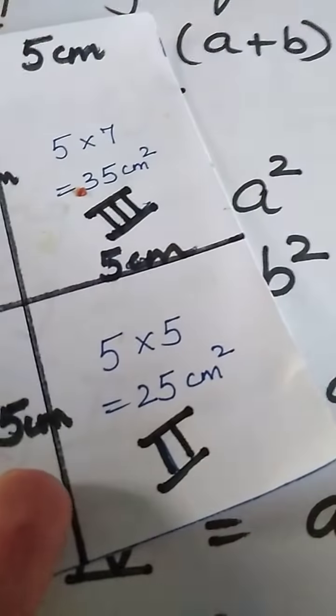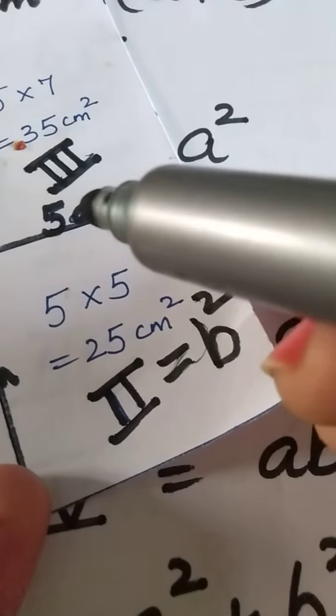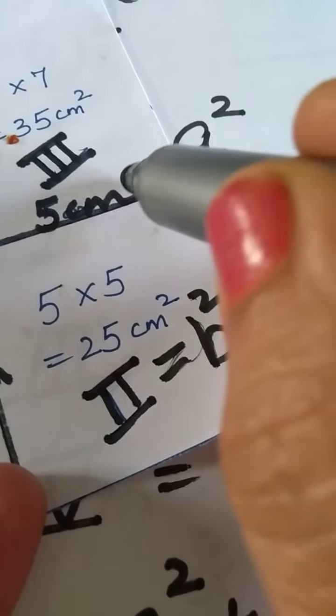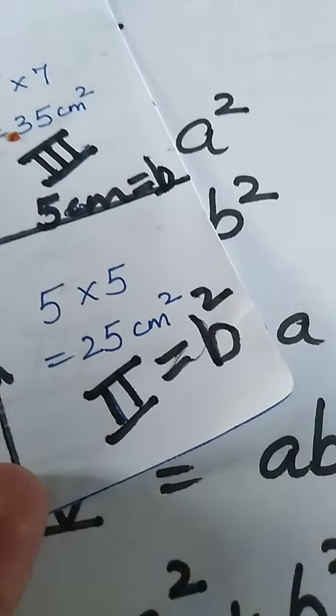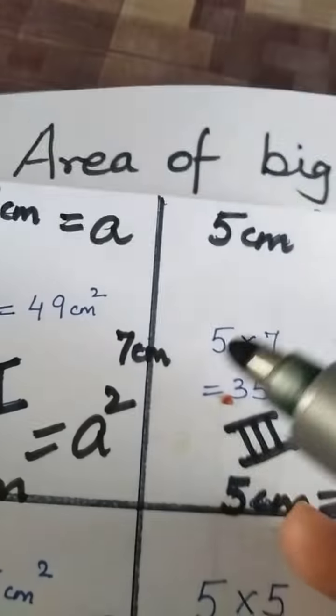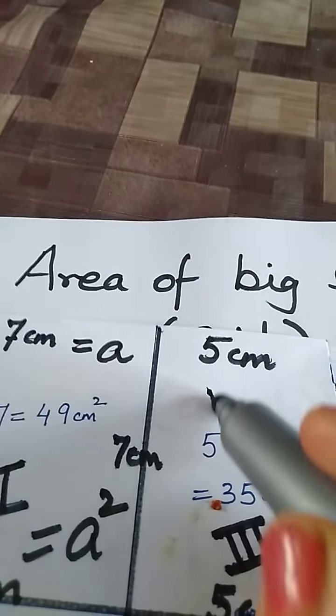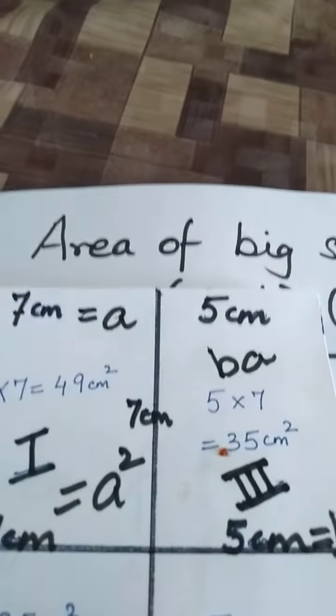So what is the area of the second figure? This is B square. Yes, this side is 5 centimeters, taken as B. So the area becomes B square. What will be this area? A into B, or B into A? We can say BA, which is same as AB.